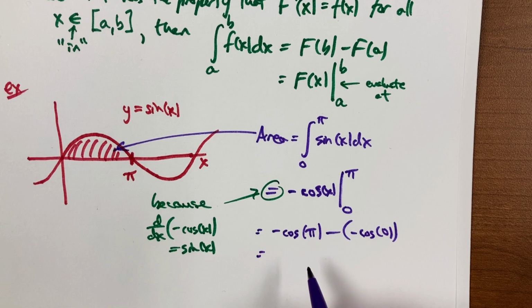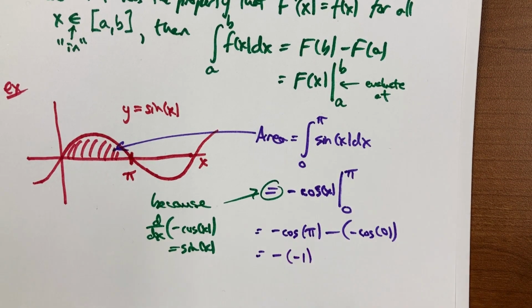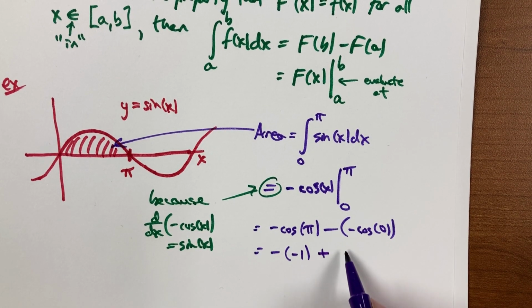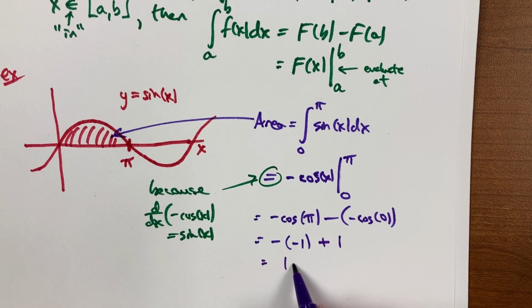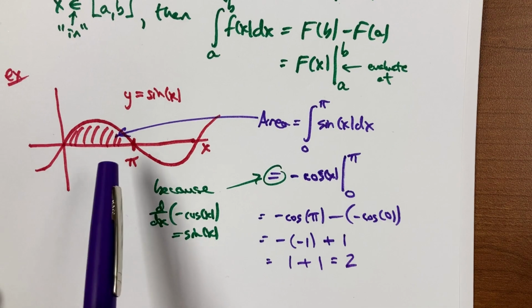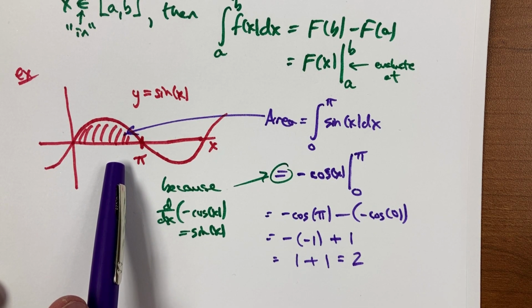And yeah, it looks like it's going to be negative, but no, cosine of pi is -1, so we get a negative of a negative, which is positive. And here, two negatives make a positive, and cosine of 0 is 1. So the answer is 1 plus 1 is 2. And that is the area of this first arch. Exactly 2. Not 1.999, not 2.001, exactly 2. Pretty amazing.